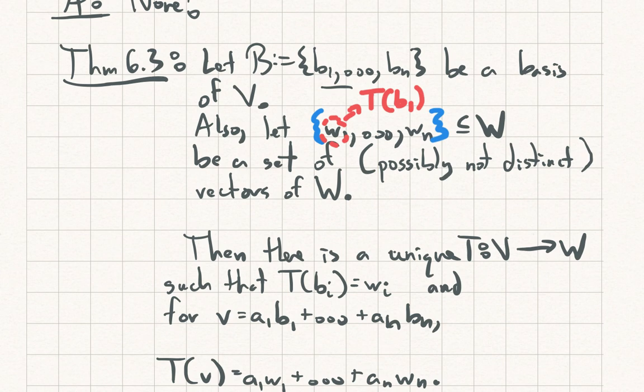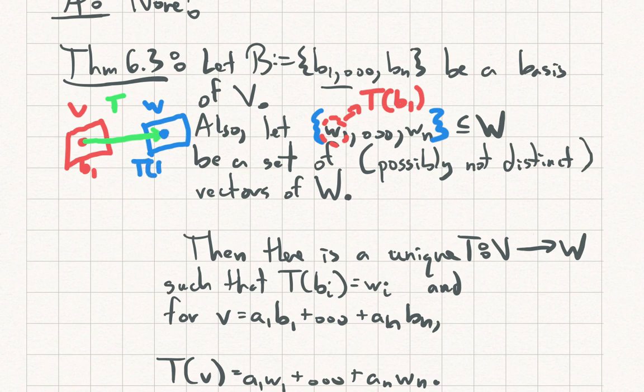Maybe a diagram would help here. If V was this vector space and W was this vector space, and here's my first vector in my basis, we'll call it B1. Then my transformation, which we'll call T, maps B1 to T of B1, which I just call W1. That's how I'm thinking about this.